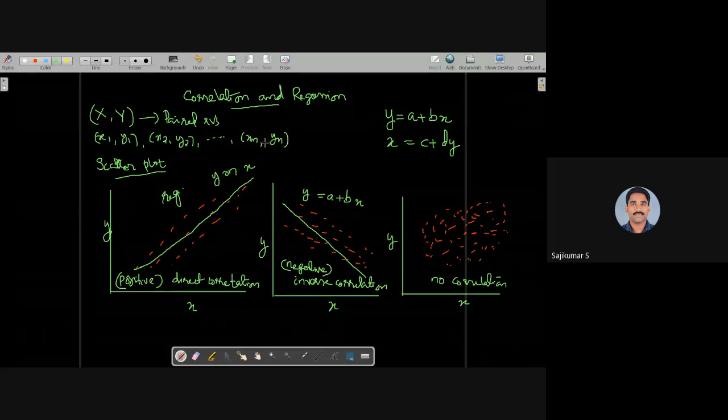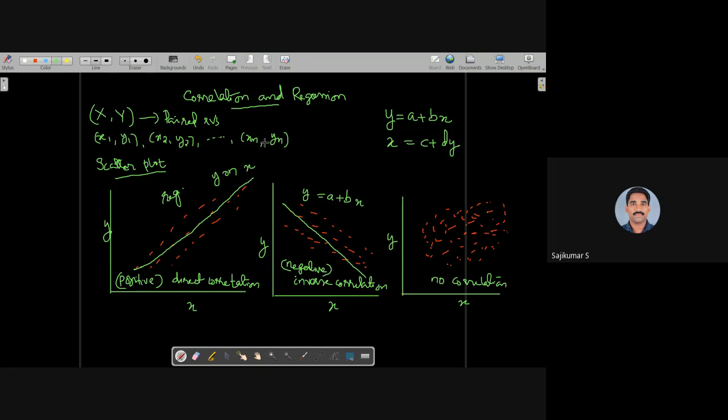So throughout our module 2, we are trying to find out whether there is a linear association, whether there is a linear relationship between the random variables x and y. If there is a linear relationship between the variables x and y, then we try to find out the relation. Then we have two choices. If there is a linear relation between x and y, the relationship may be of the form y is equal to a plus bx, or it may be of the form x is equal to c plus dy. So we have two options: one is called regression of y on x and the other is called regression of x on y.